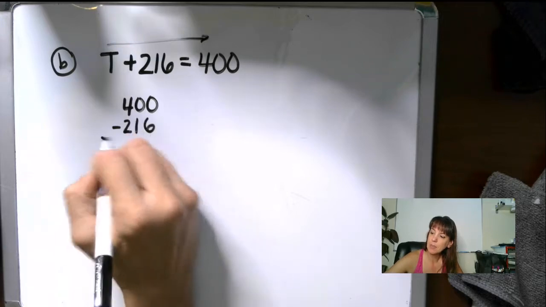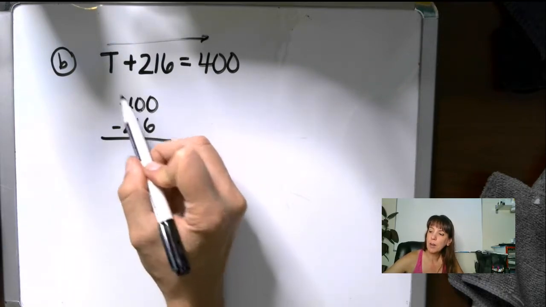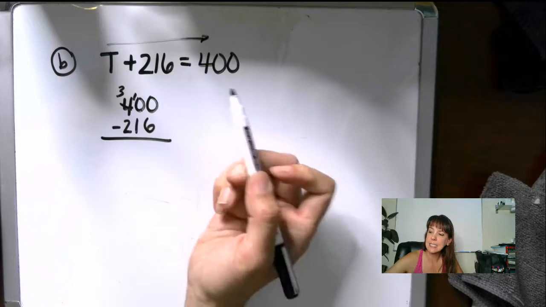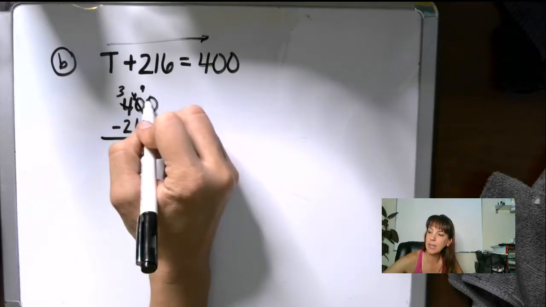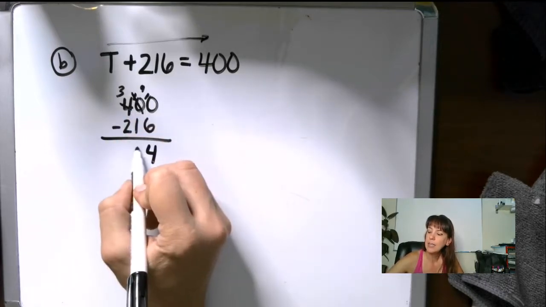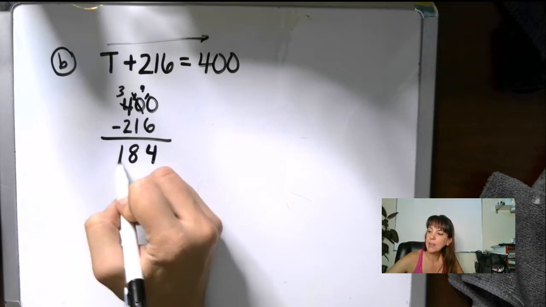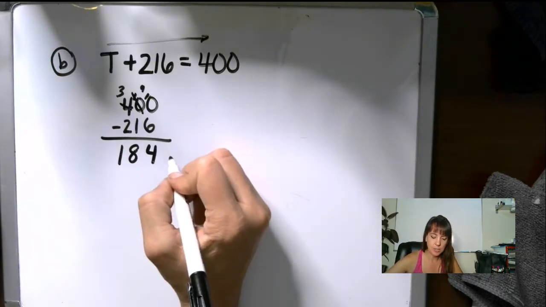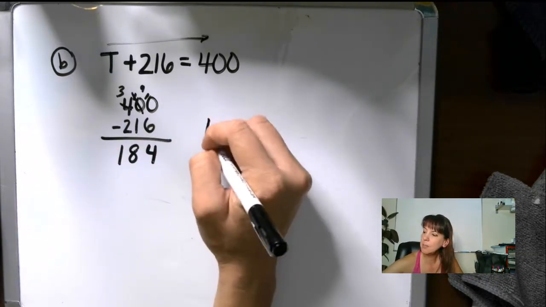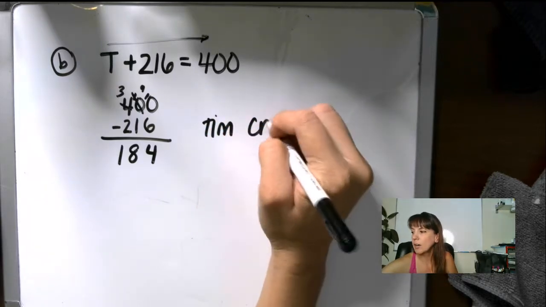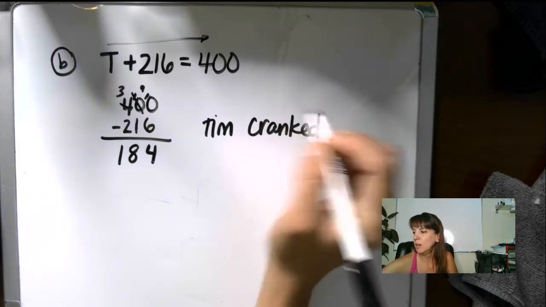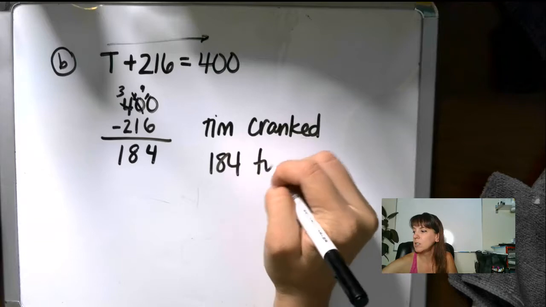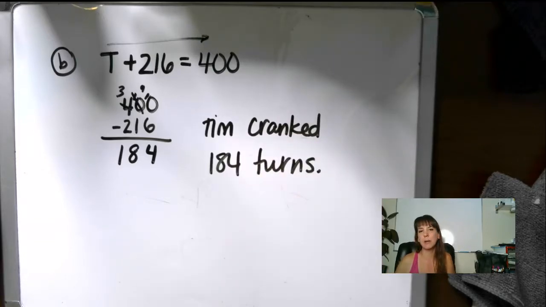So it's going to be 400 minus 216. We can't borrow from here, we can borrow from here. Make that a 3. That's a 10. Now we can borrow 9 and 10. So we get 4, 8, and 1. 184. So Tim cranked 184 turns.